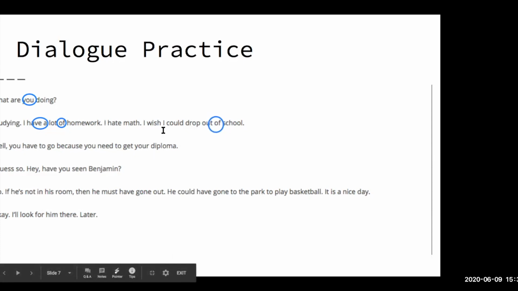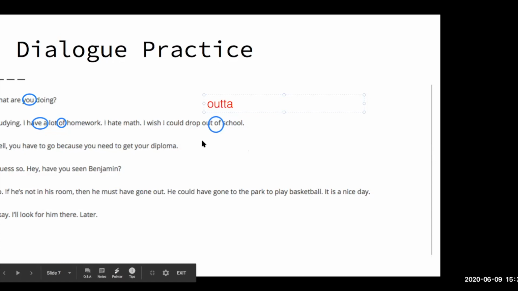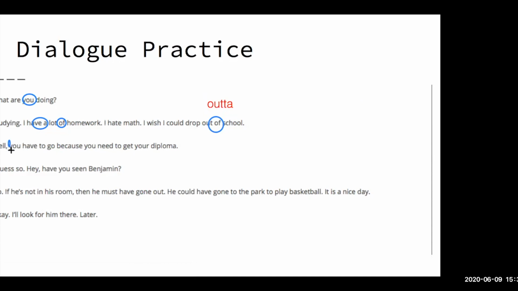So in this case, for outa, often you'll see it kind of like this, outa. In text messages or pronunciation, that's what it kind of looks like, outa. Okay, now let's go back. Well, I guess you have to go because you need to get your diploma. Okay, well, you have to go because you need your diploma. If I say it correctly, like I'm in school, well, you have to go because you need your diploma. Now, if I'm outside, well, you have to go because you need your diploma. You need your diploma, or you need to get your diploma, right?